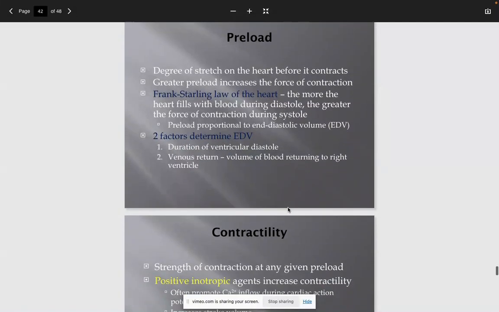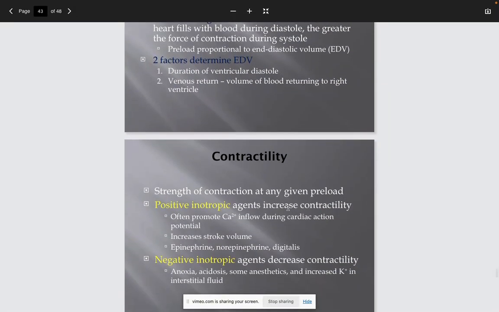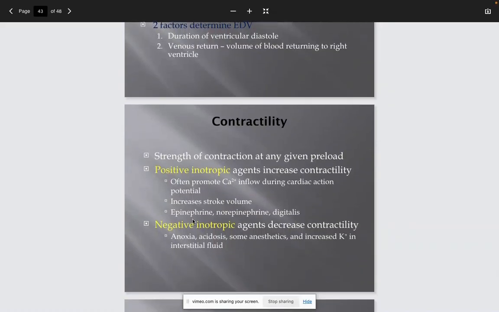So what affects contractility? So we talked about inotropes. So inotropic agents, that word is synonymous with contractility. So positive contractility agents, things like epinephrine and norepinephrine. You guys can remember back to Anatomy and Physiology 1, and remember that during the fight or flight response from the sympathetic nervous system, you release hormones from the adrenal medulla known as epinephrine and norepinephrine.